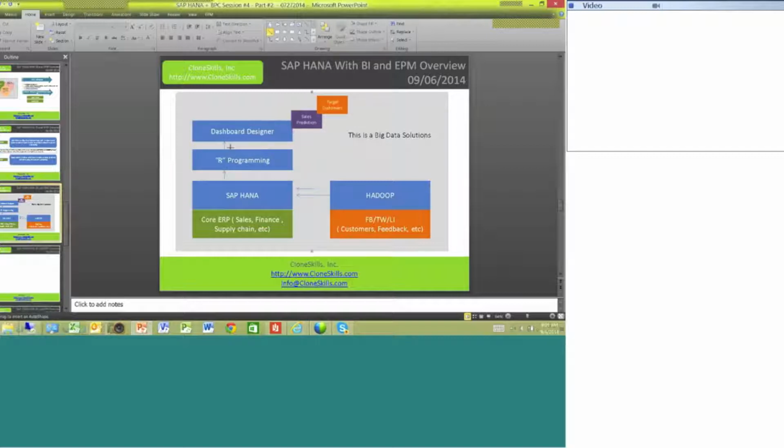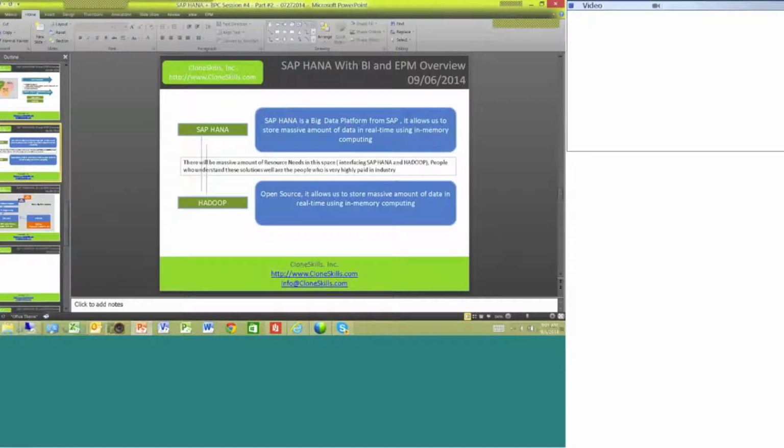So when people talk about big data, make sure you understand this is really growing very fast, and this is an area very high in demand. Like I said, for people who understand how to interface these two, there is a massive need. They are very highly paid. So we just have to understand how to build these things, both functionally and technically. It's not only a technical solution, otherwise you will become useless, correct? So this needs both functional and technical skills.